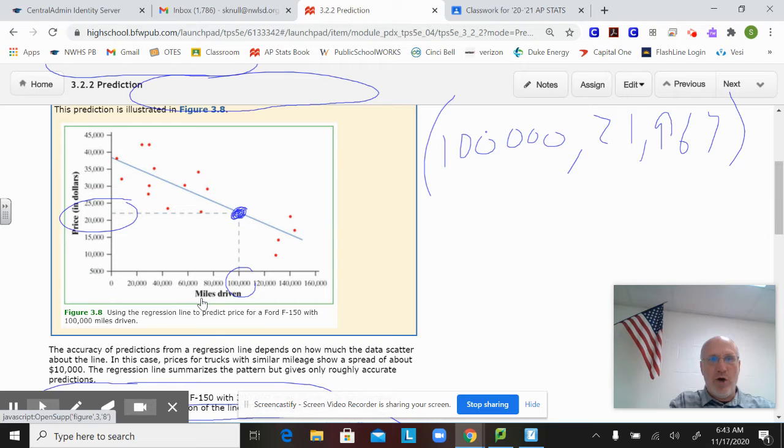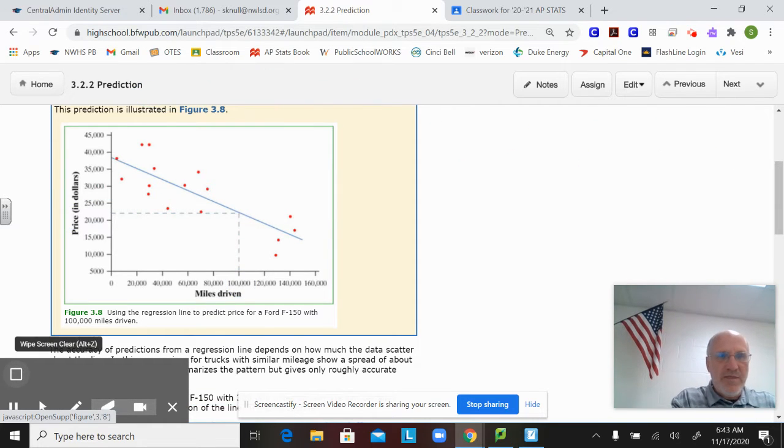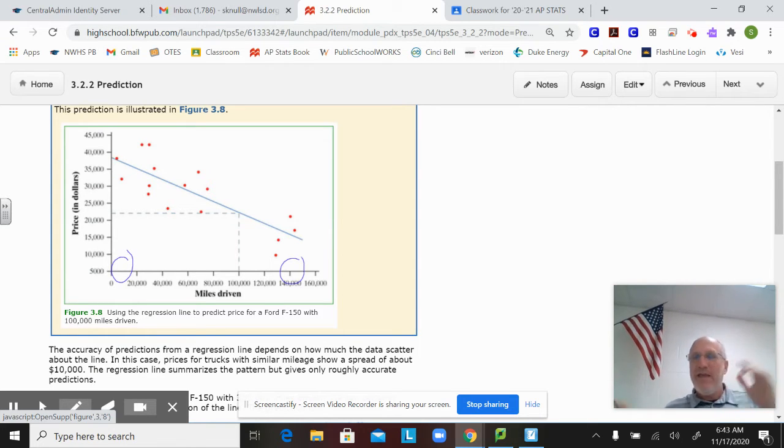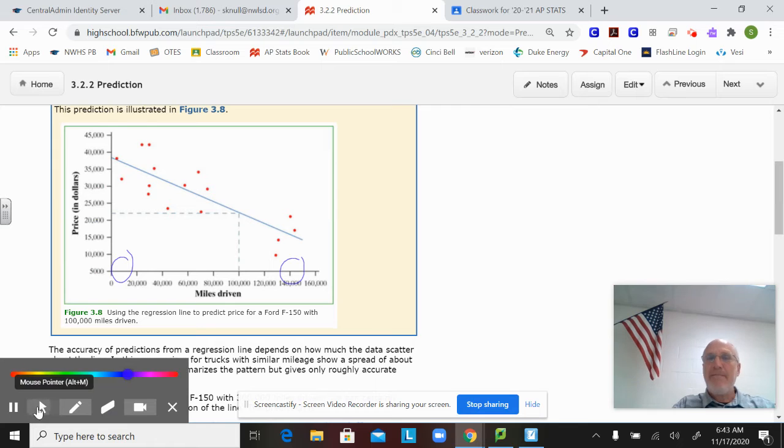And let me look up here. You'll notice that the data points are all between 0 miles and about 140,000 miles. If you plug in an x value outside of where the values that you have, it is very likely that the result will have no meaning. If you're really careful, sometimes it might, but really often it doesn't. There's a name for that.